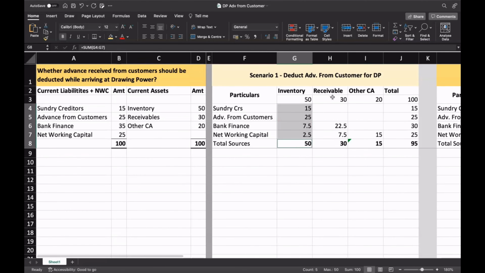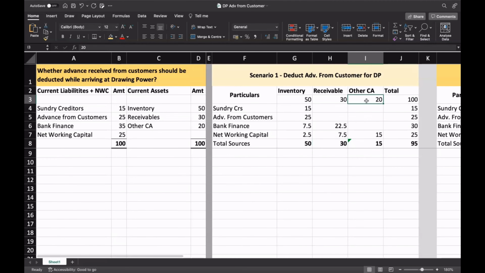What about receivables? Receivables is 30. Bank finance is only 22.5. So the balance is 7.5. That 7.5 also can be adjusted from the net working capital, because out of 25, only 2.5 has gone for inventory, still 22.5 is left over. So out of the 22.5, 7.5 can be considered for receivables. In that way, receivables are also fully funded, because the requirement is 30, 22.5 has come from bank finance, 7.5 has come from net working capital. So the entire 30 is taken care of.